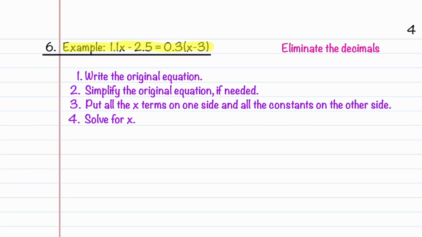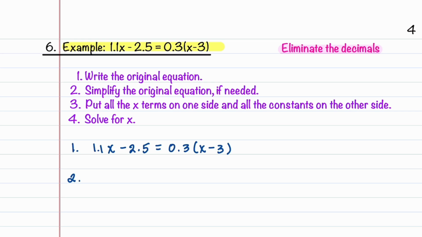Let's now walk through this example. This is an example of a linear equation that has decimals in it. Whenever you have a linear equation that has decimals in it, the easiest way to solve it is to eliminate the decimals. And I'll show you exactly how to do this. Let's walk through our steps. Our first step is to write down the equation. So we have 1.1x minus 2.5 is equal to 0.3 times x minus 3.